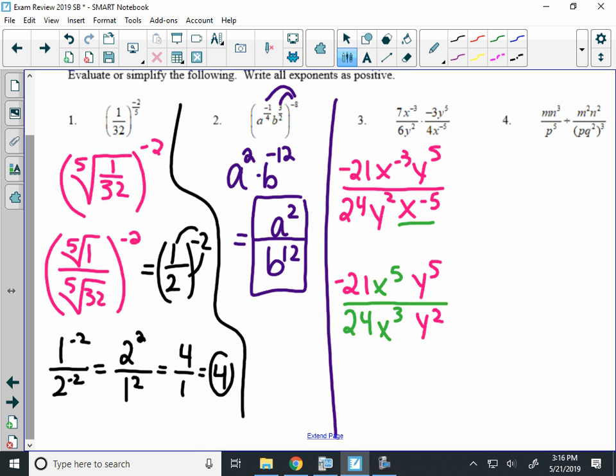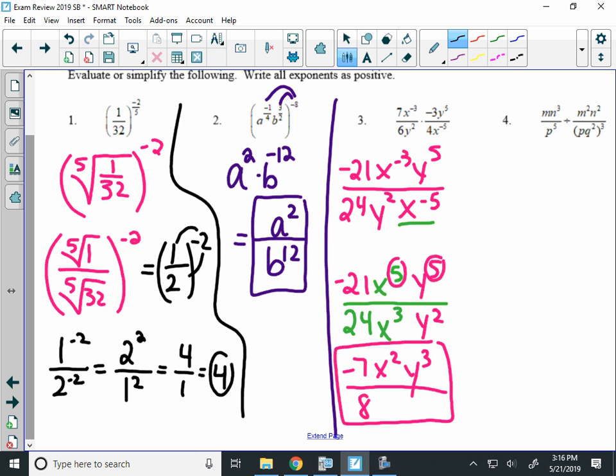Now we simplify. Well, negative 21 over 24. 3 goes into both of those, so it'll be negative 7 over 8. Now, because they're all positive, now I can subtract. 5 minus 3 is x squared. Because the numerator has a higher exponent, the x squared is going to stay in the numerator. And then the same thing for the last one. 5 minus 2 is 3. The numerator is also bigger, so it's going to stay y cubed on the top. And that'll be your answer.